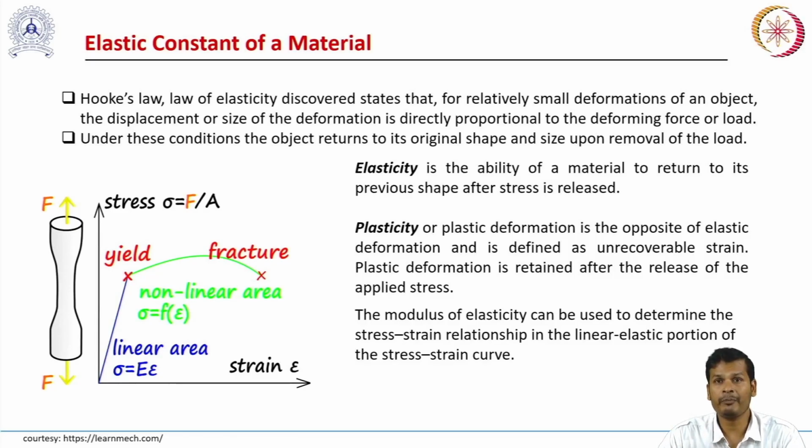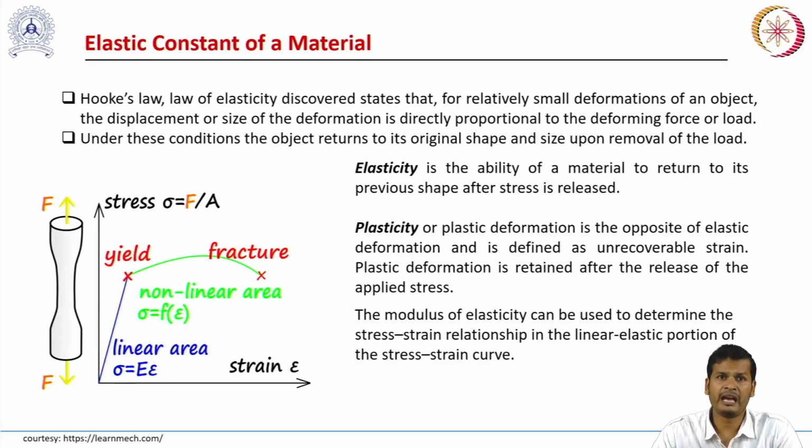If you apply more load, you will have more deformation. If you apply less load, you will have less deformation. And if the body is behaving elastically, then when you remove the load or the force, the body will come back to its original position or original shape and size. So we can have two types of deformation. One is the elastic deformation and second is the plastic deformation.